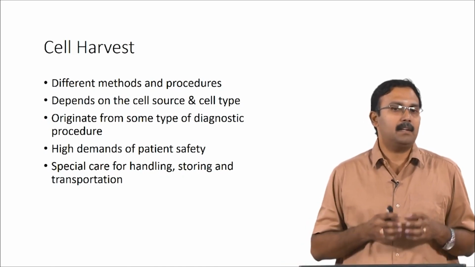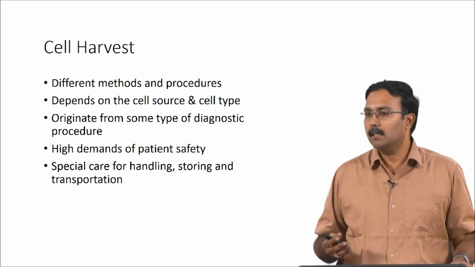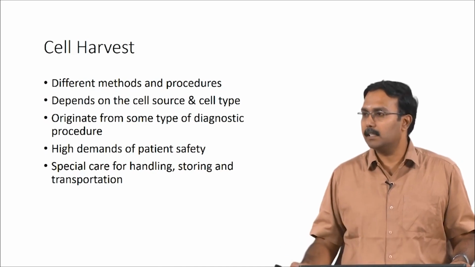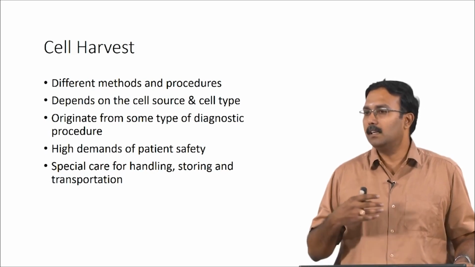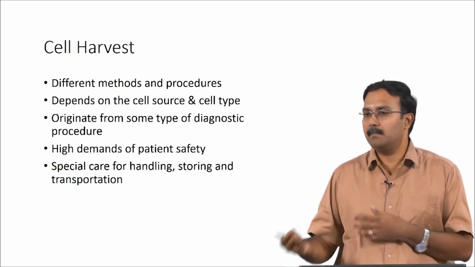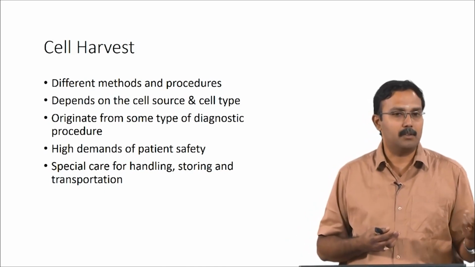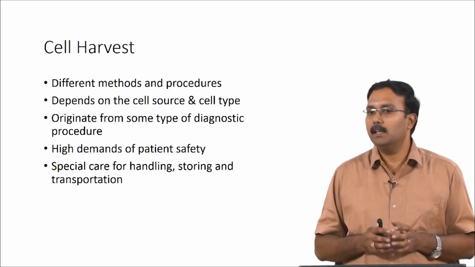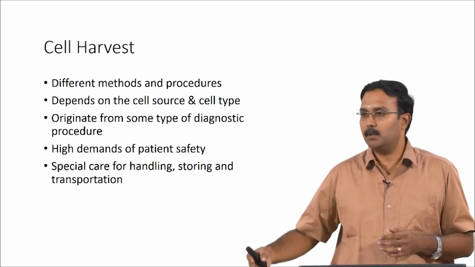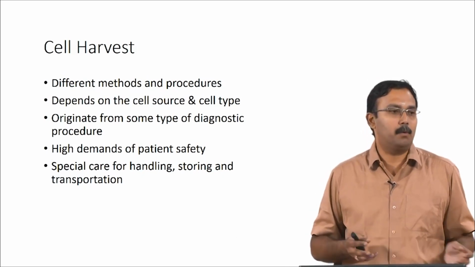Special care for handling, storage and transportation of these tissues is also required, because depending on the tissue type you might have to store it under different conditions, right. You might have to store it in liquid nitrogen, or you might have to process it immediately, or you might have to heparinize it if you are going to be using blood, or citrated blood might be required. So, depending on what tissue you are working with and how you are going to use it in the future, you would have to handle it and store it appropriately.